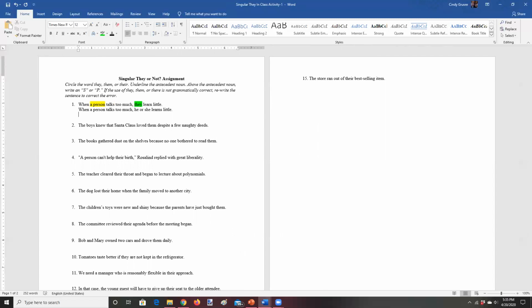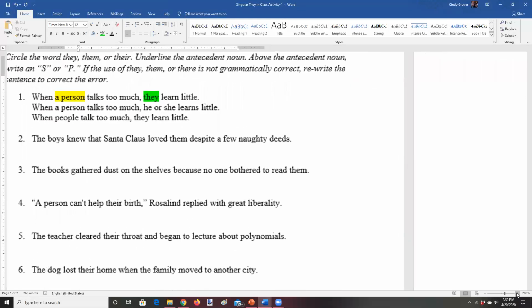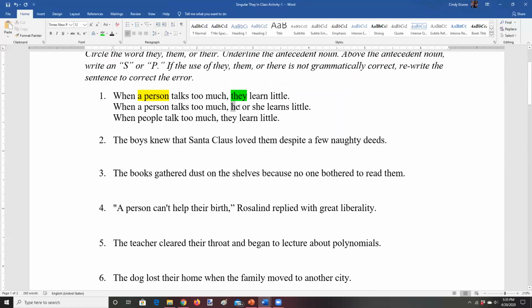Another way would be to change the antecedent. When people talk too much, they learn little. Oftentimes, changing the antecedent is the better course because we can avoid the pitfall of the he or she issue. So this one is wrong. Let me just write here. Wrong. And this is right.